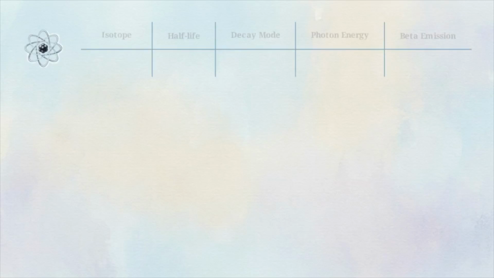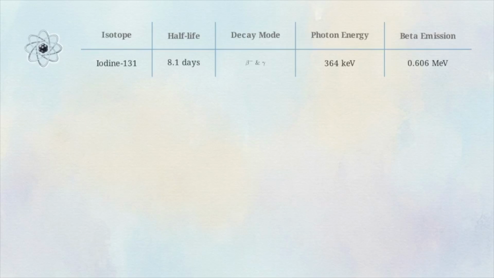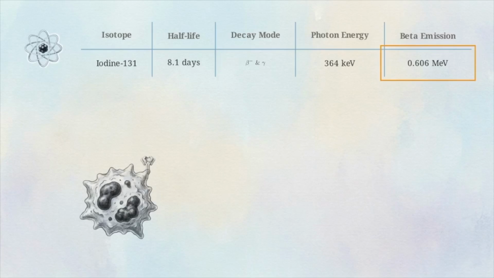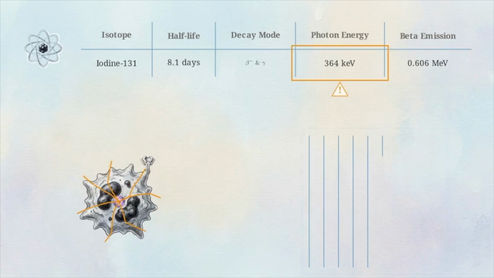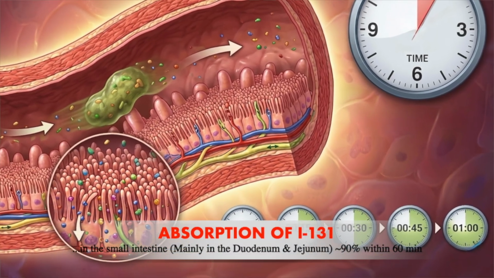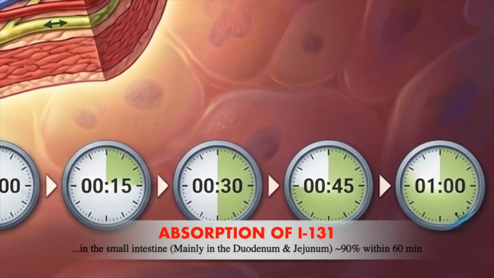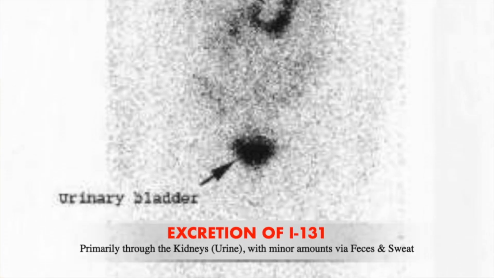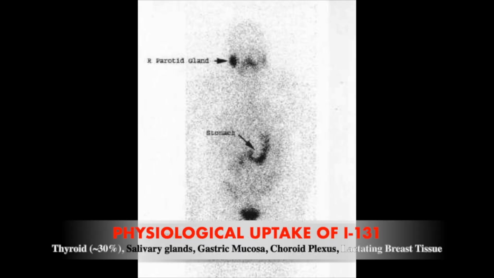This matrix outlines essential thyroid radiopharmaceuticals, beginning with iodine-131. Its 0.606 megaelectron-volt beta emission travels a short distance to cause localized cellular necrosis. It also emits a 364 kiloelectron-volt gamma photon, which degrades image quality, limiting diagnostic applications to small doses. Once administered orally, about 90% of the dose is absorbed in the proximal small intestine within 60 minutes. It is excreted via the kidneys and GI tract, though transient non-thyroid uptake also occurs in the salivary glands, stomach, and choroid plexus.